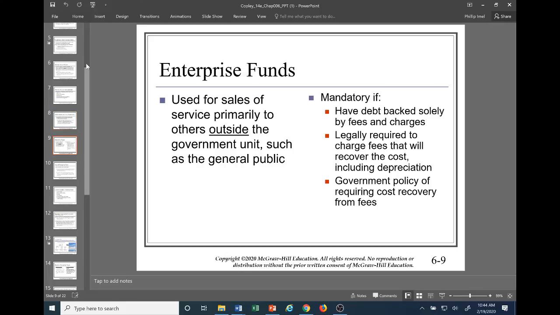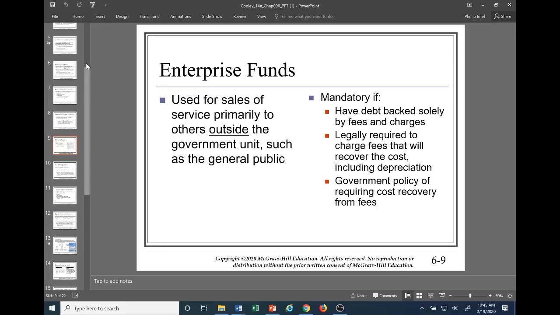Okay, so we've discussed the internal service funds. We know that they serve the internal units of the government. So now let's talk about the other type of proprietary fund, the enterprise funds. It says here it's used for sales of service primarily to others outside the government unit, such as the general public. So enterprise is outside, internal service is internal, right?